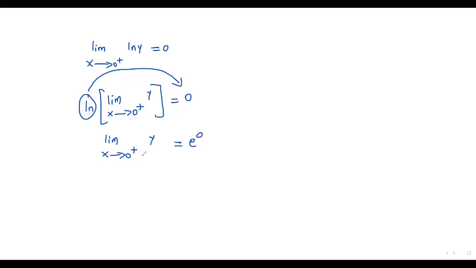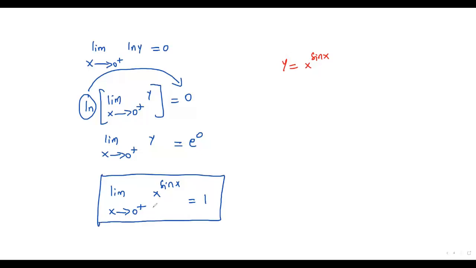So now we have the value of limit x tends to 0 plus y equals 0. Already we have assumed y for the given function, that is, y equals x to the power of sine x. So now we can replace y by the original expression, x to the power sine x. So we get limit x tends to 0 plus x to the power sine x equals, and what is the value of e to the power 0? It's just 1. Anything to the power 0 is 1. So I've done the evaluation of the given function for the given limit. The evaluation of the given limit is 1.